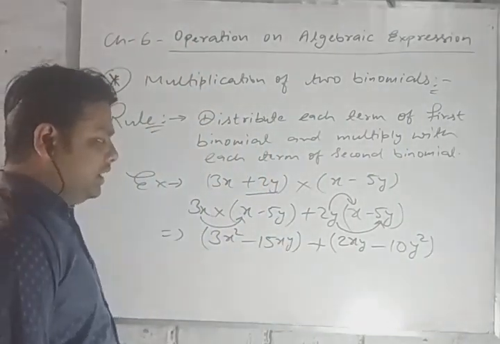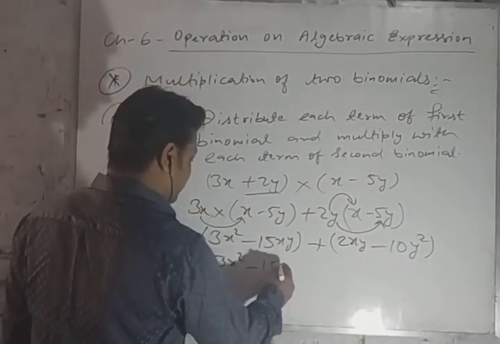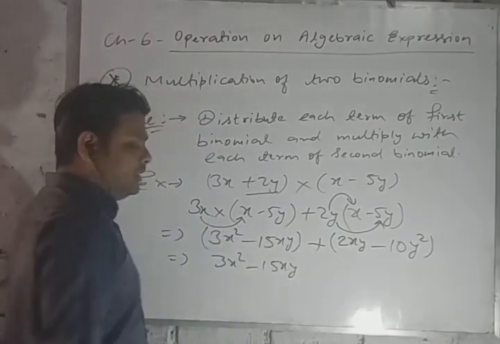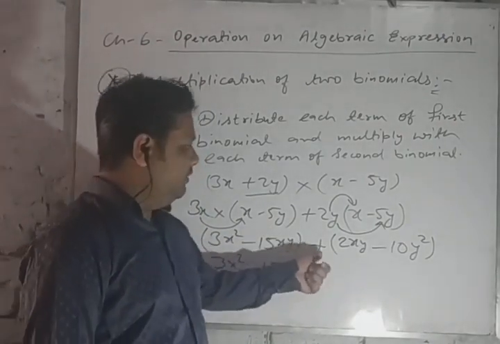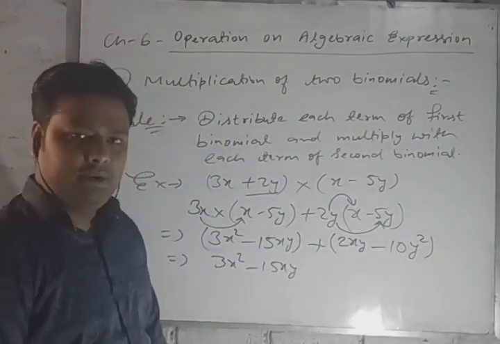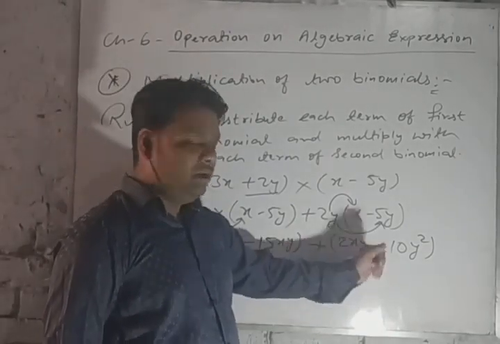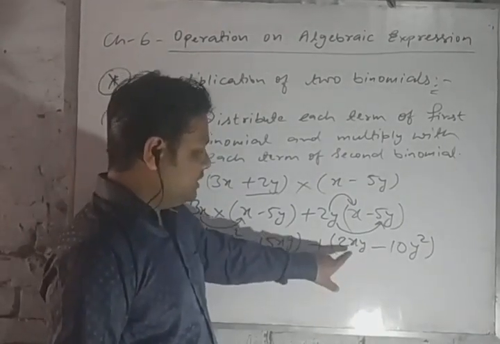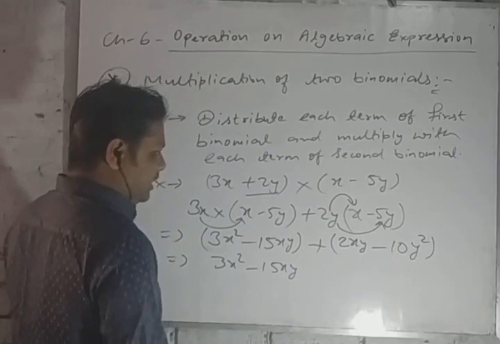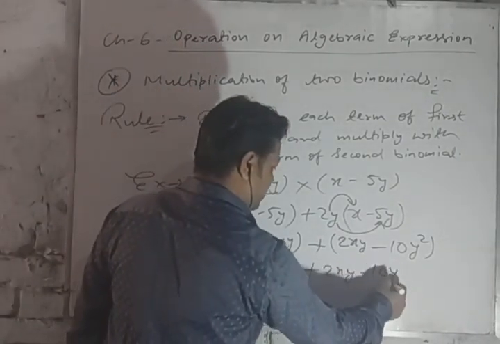Now we will remove the bracket. 3x square minus 15xy. Here outside there is a plus sign, so we will not change the sign of the second expression. Okay dear, if there is a negative sign, then we will change the sign of this expression. So here we will write plus 2xy minus 10y square.